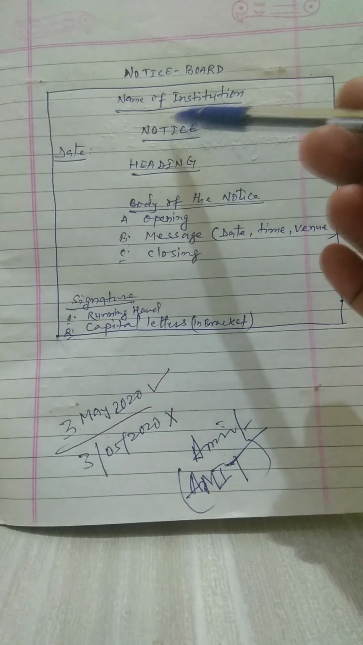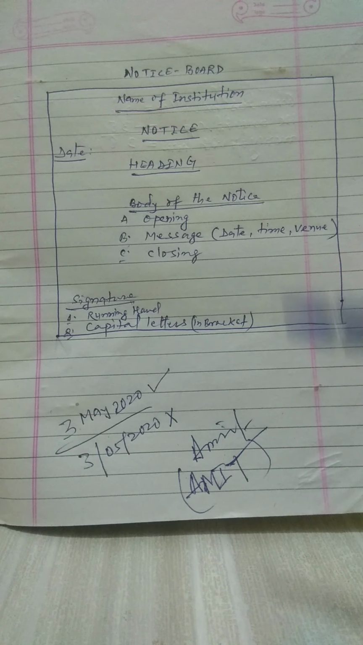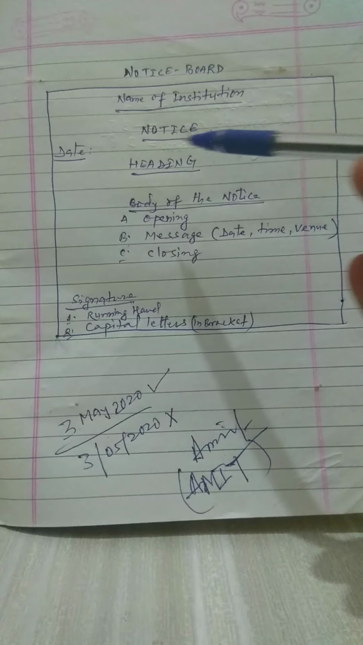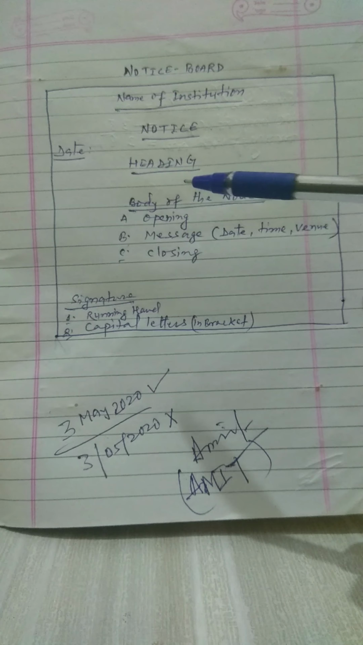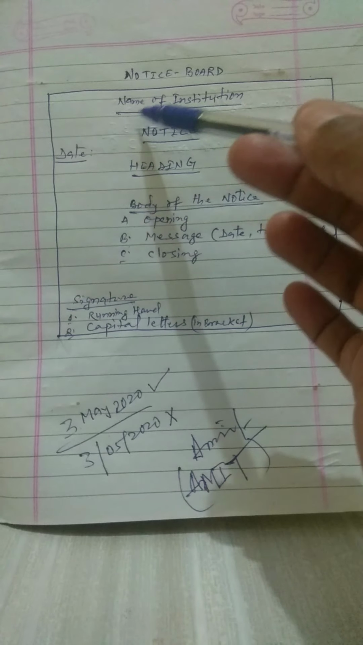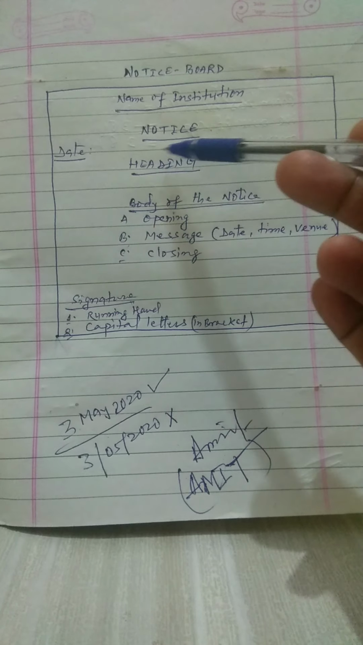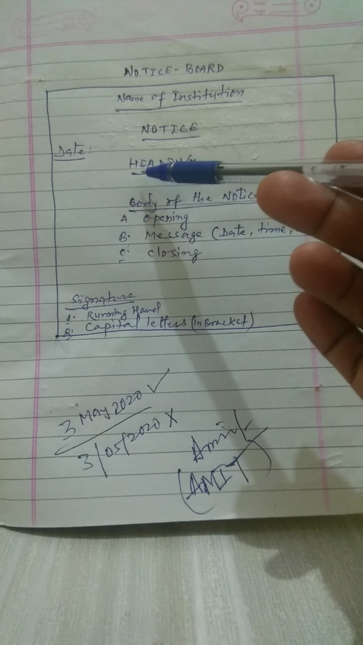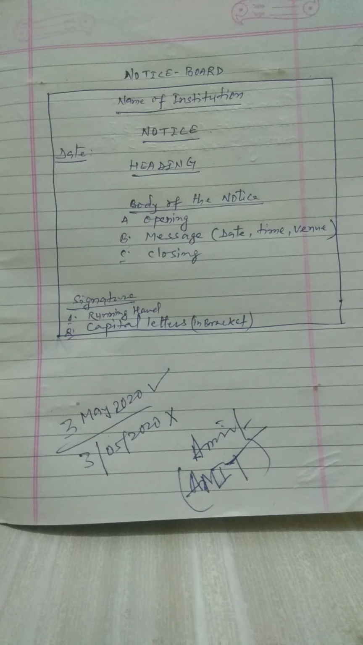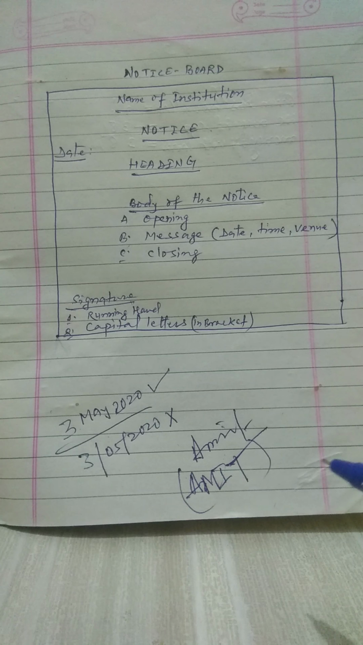Then we leave one line. This is very important. Then we write NOTICE in capital letters, and we also underline the name of the institution and NOTICE. Then we leave one line and write the heading. What should be the heading? The heading depends on our question.